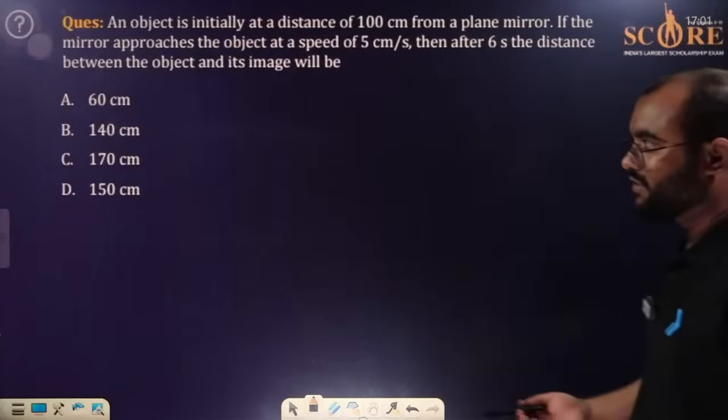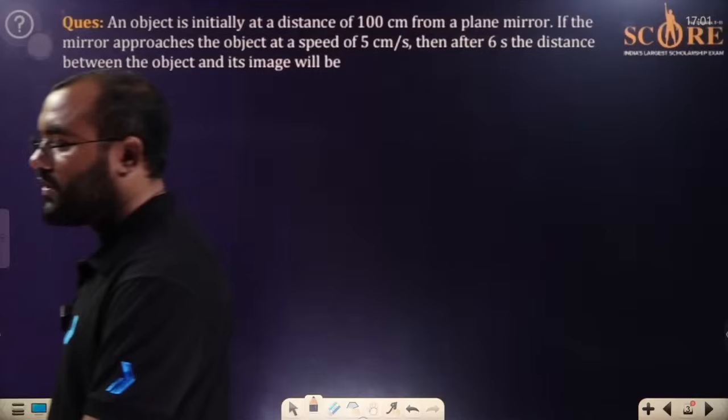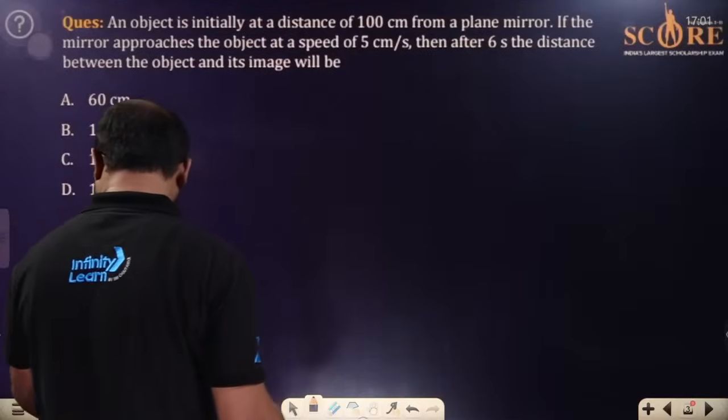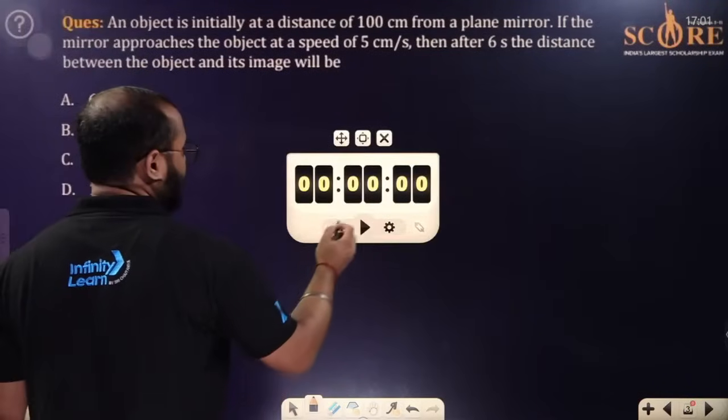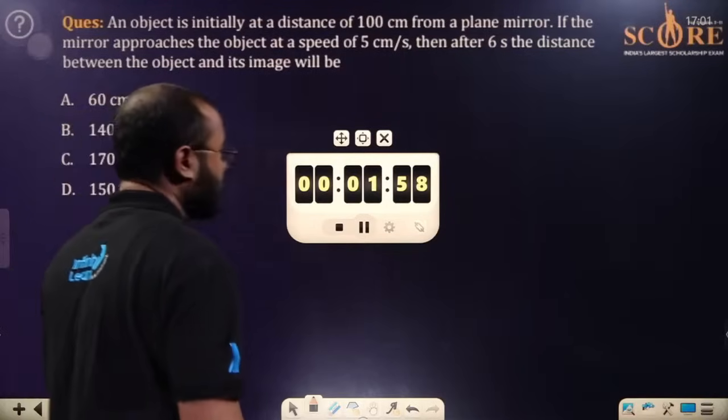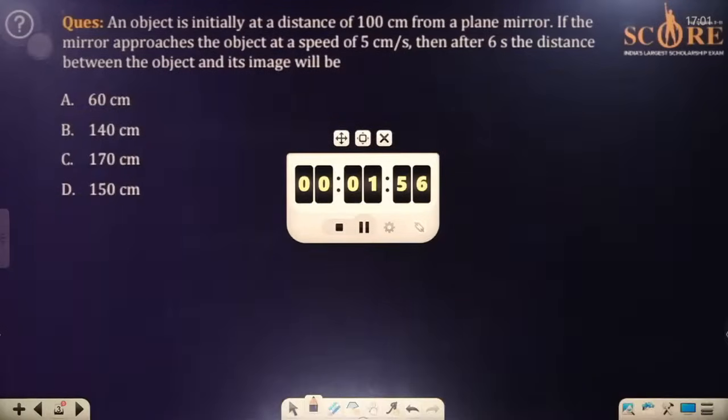Why waste the time? This is going to be your first question, people. I request you all to please let me know your answers for this. Let us say you have 2 minutes of time.